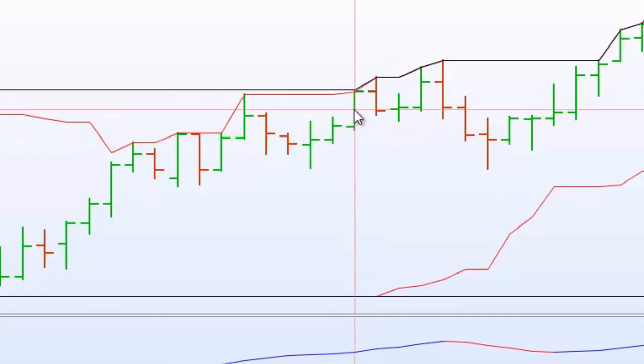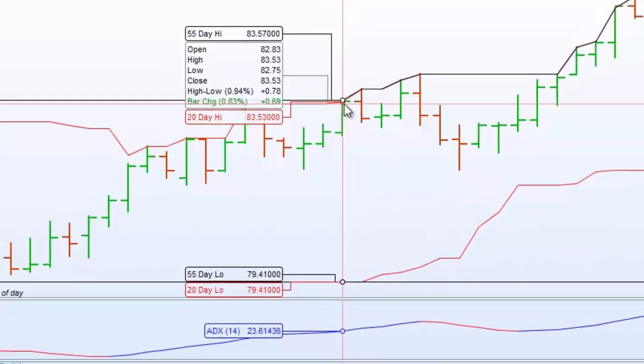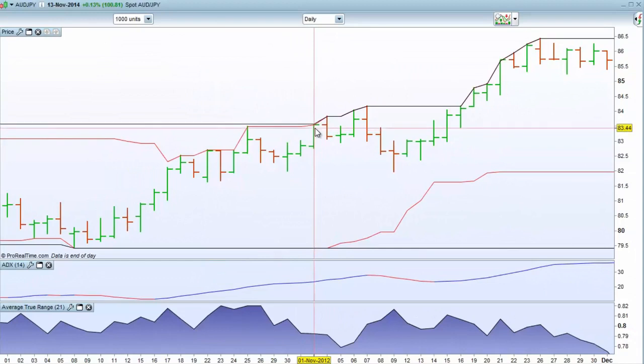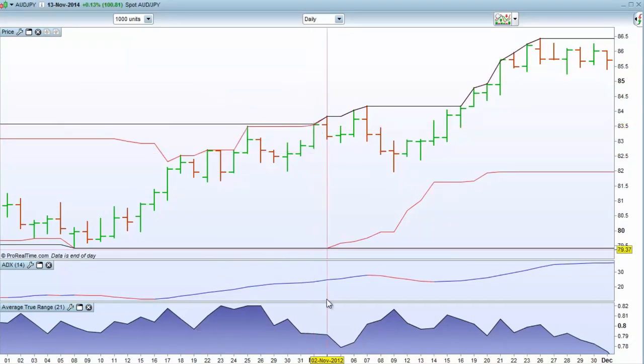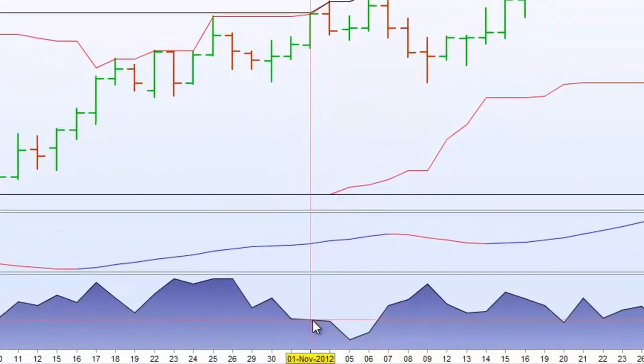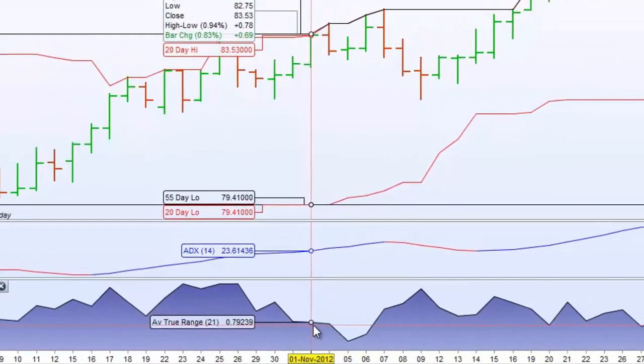What you do is you look for the close of the day, and then you subtract 2 times the average true range 21. So what does that mean? So we see the close of this day is 83.53. This is where we're putting the order in. We put the order in on this day. So 83.53, and then we subtract, if you look down below here on that day, the ATR is 0.79239. Now I'm just going to use 0.79.